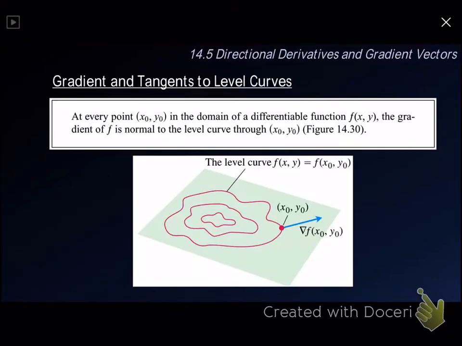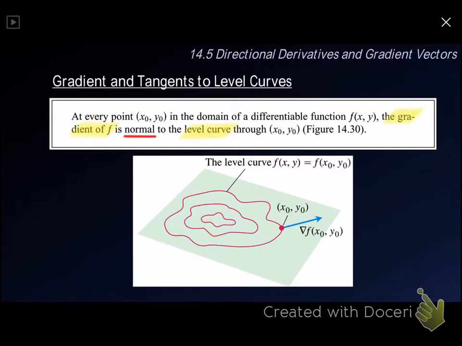In this session, we are going to learn about the gradient and tangent to the level curve. Well, let's take a look at what is written here. It says, at every point x0, y0 in the domain of a differentiable function f(x,y), the gradient of f is normal to the level curve through x0, y0.